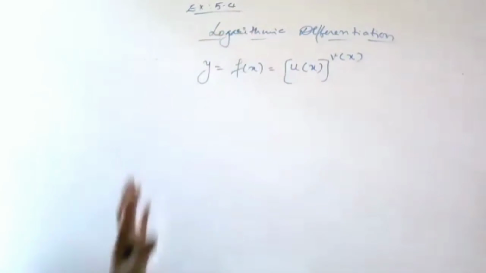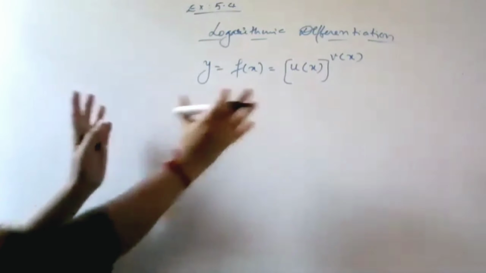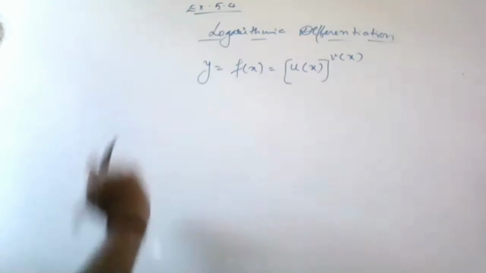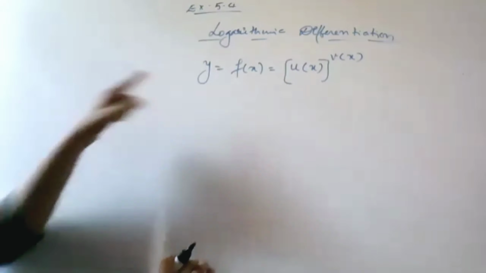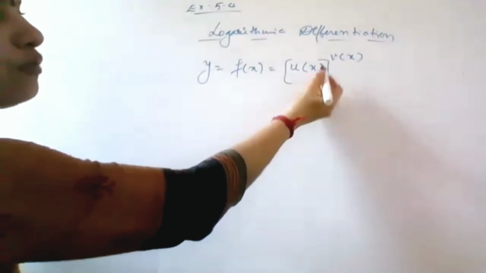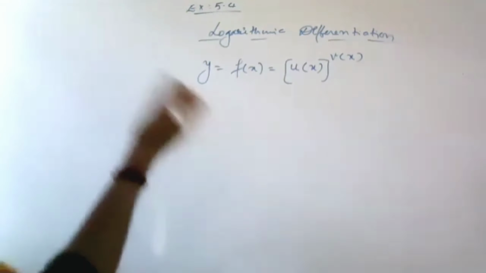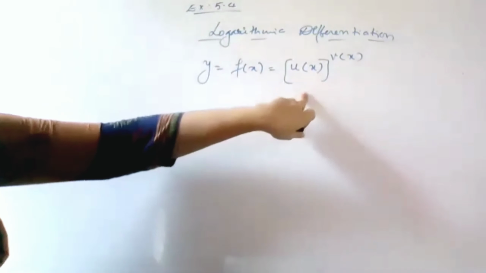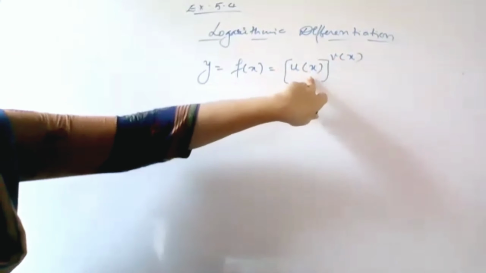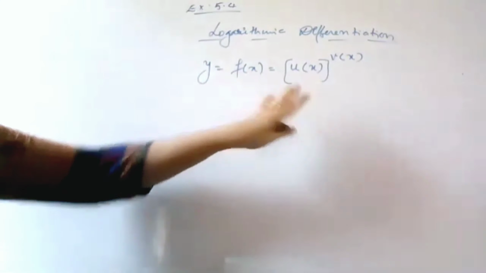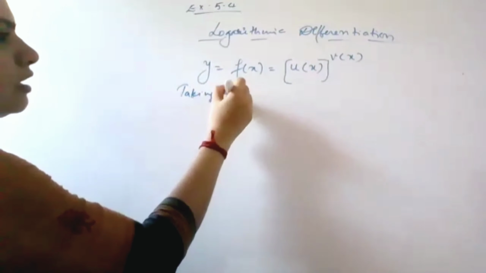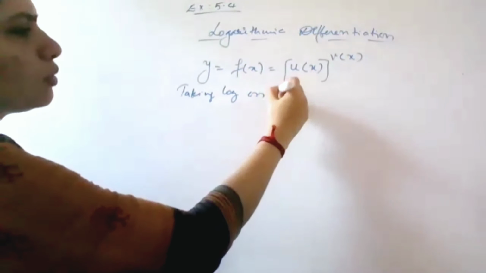Now, what is logarithmic differentiation? We are just taking that step. Whatever we are doing here for this explanation, that is what we will do in the problem also. So now your question is actually y is equal to u of x the whole raised to v of x. According to the property of log, if you take log of this, what you will get? v of x into log of u of x, right? So the first step is taking log on both sides.